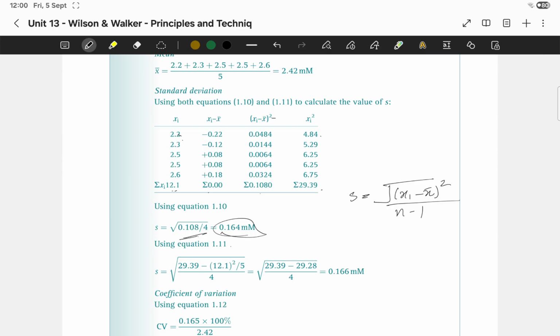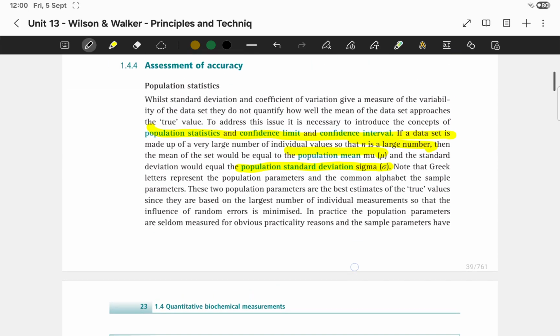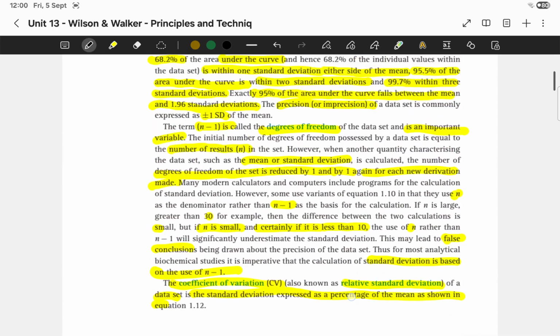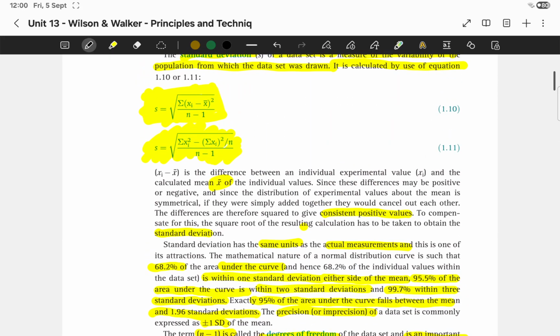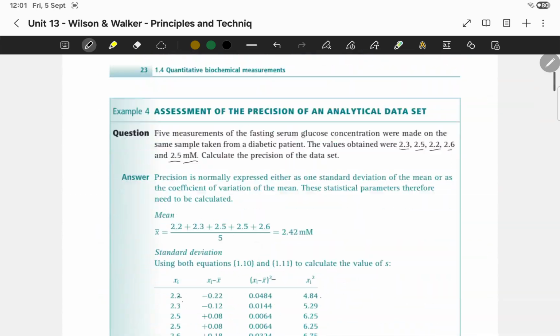Now this is a different equation. Let me see, 1.11. This is a good one, though normally we do not use it. So this is the summation of xi squared minus the summation of xi, squared, divided by n, do you understand this, upon n minus 1, and the whole is under root.